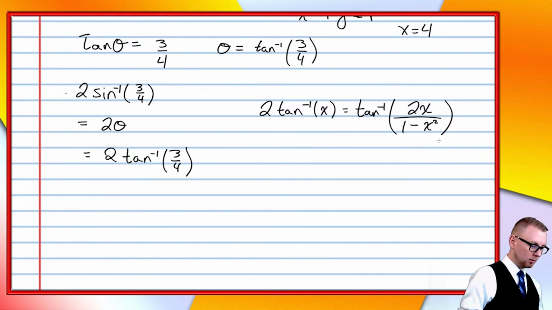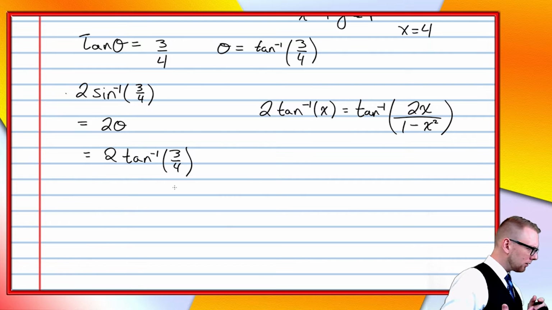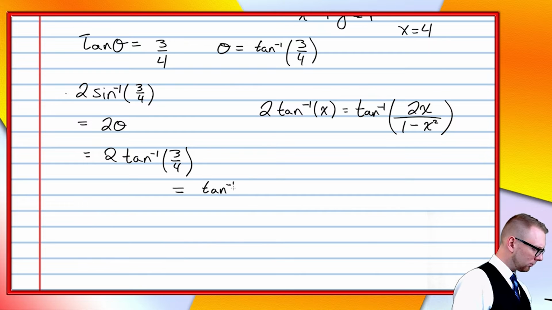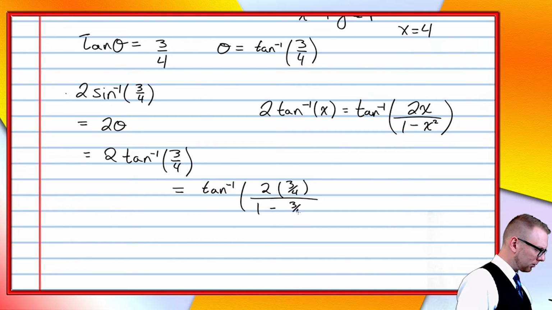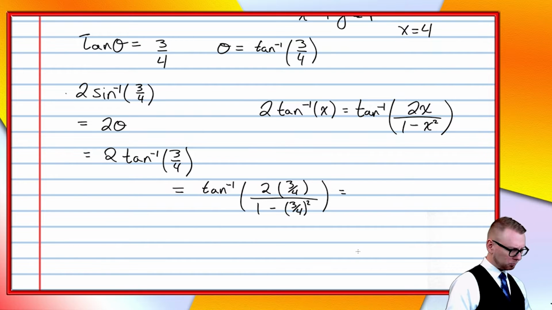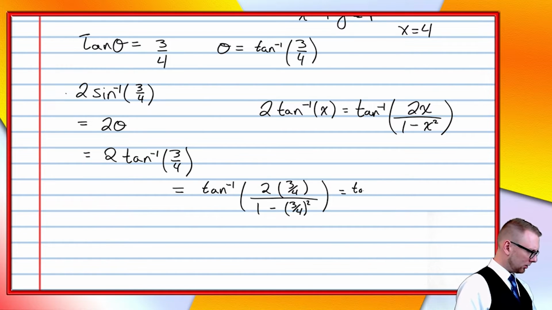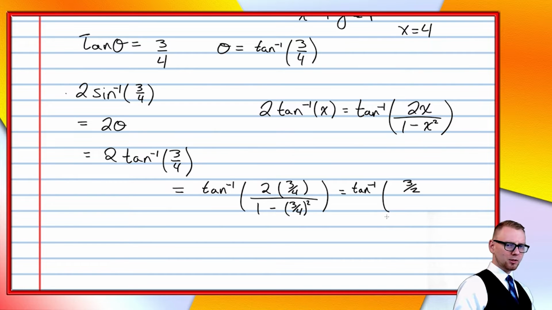Okay, so let's use the identity. This 2 tan inverse of 3 over 4 is going to become tan inverse of 2 times 3 over 4 over 1 minus 3 over 4 squared. Well, what does that give us? Tan inverse of 3 over 2. Well, 1 minus 9 over 16, that would be what? 7 over 16? We've got 7 over 16.